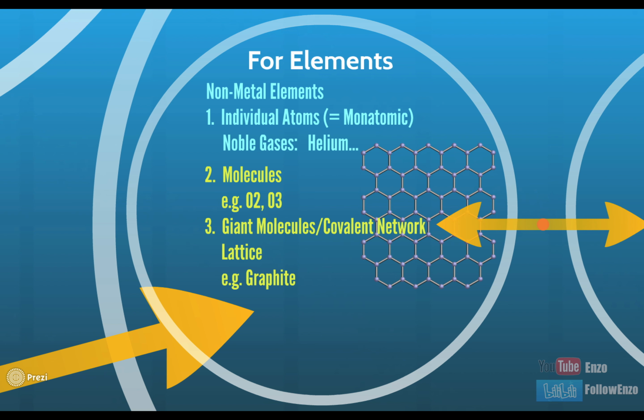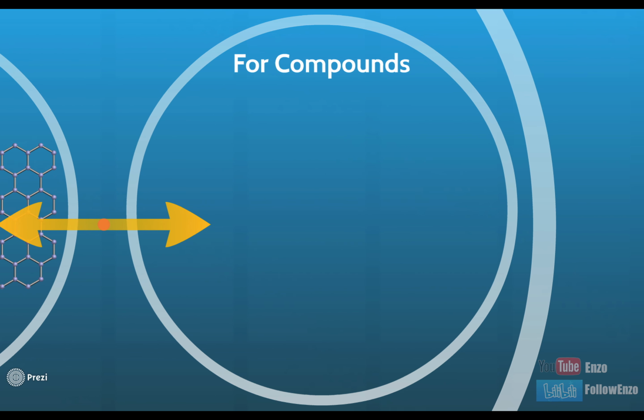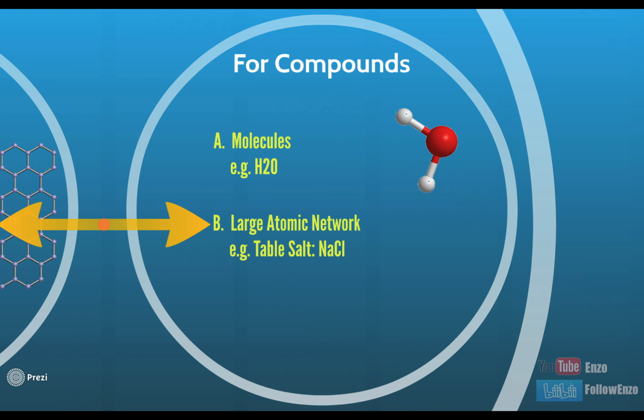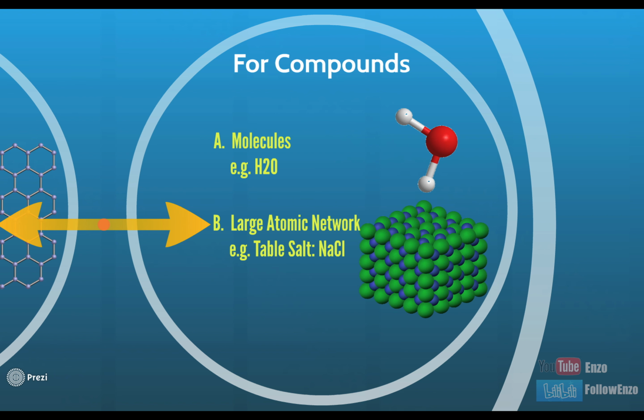Basically, it means atoms are bonded together orderly, forming a huge molecular structure. Metal elements exist in the form of network lattices. An example is copper. So, these are the 4 forms in which atoms of elements exist. Compounds can exist in either molecules or large atomic networks, like what is shown in these pictures. Water represents the former, and table salt the latter.